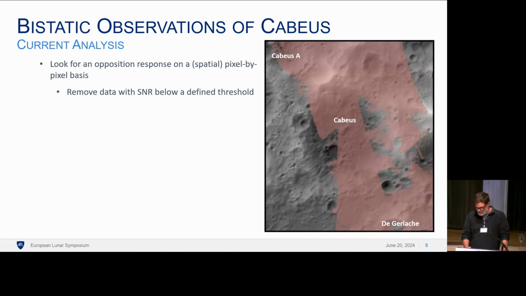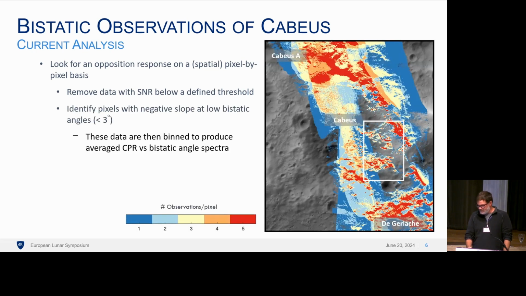So what we've done for this analysis is taken all of these data, and this is showing combined 5 observations of Cabeus crater taken bistatically, and removed noise at a specific threshold. So that's why you see some holes in those data. And then we can identify pixels where we have multiple observations at a signal to noise we want to observe, up to all 5 observations in some cases. And I'll talk about the region outlined in white, which was the original region we looked at for our 2017 paper.